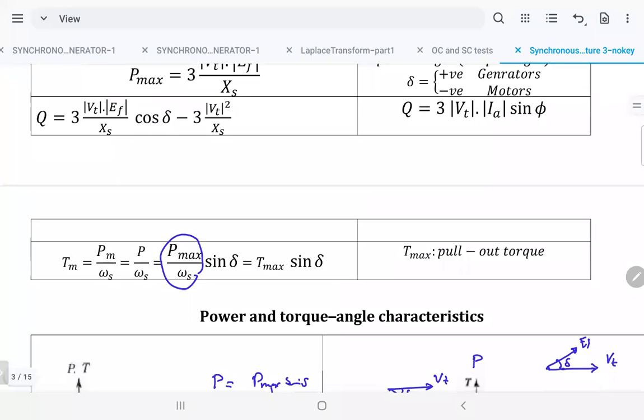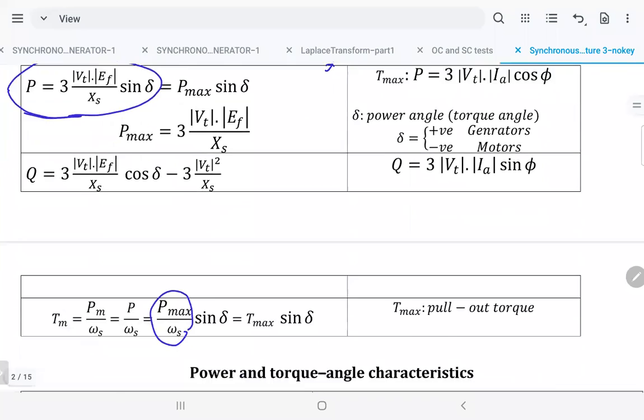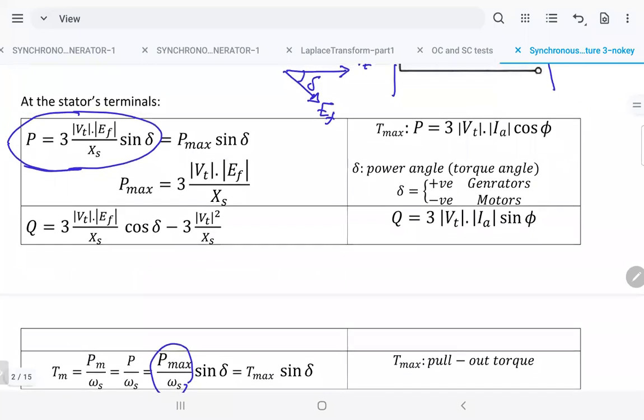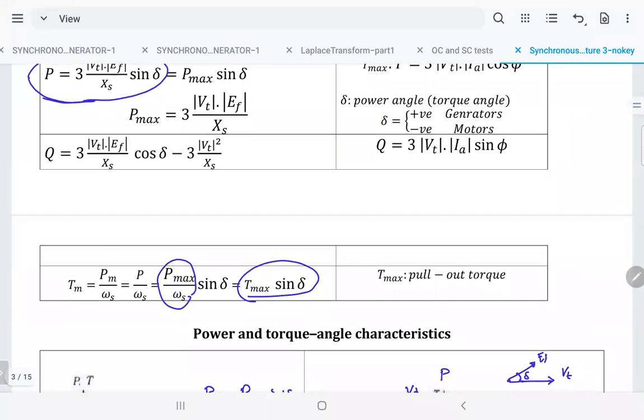That's why they also call delta the torque angle, because it's in both equations, in the power equation and the torque equation. So that's the equation of the power, and that's the equation of the torque, the same thing. So the power is equal to P max sine delta, and torque is equal to T max sine delta, divided by omega s. So that's how we calculate the power.